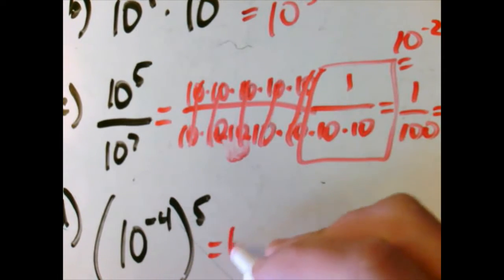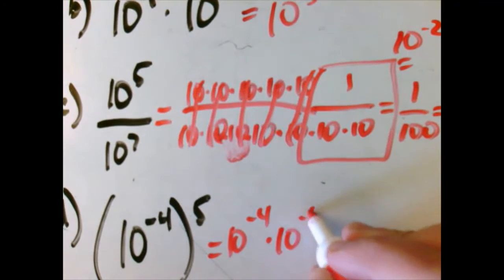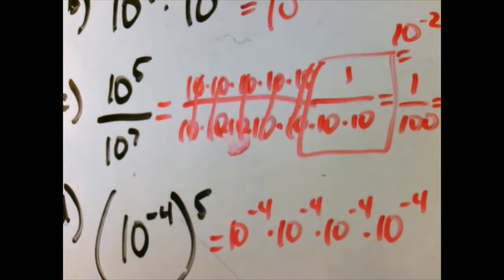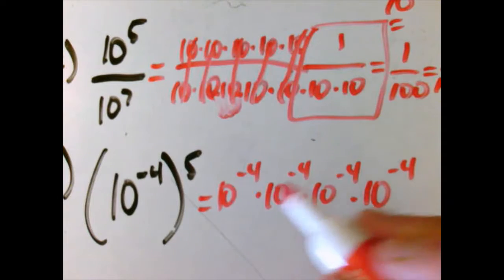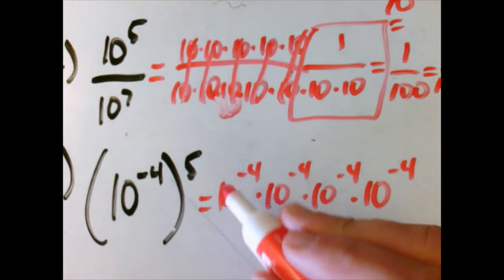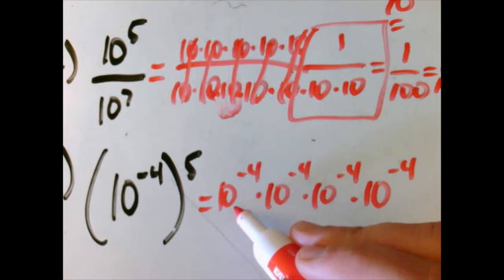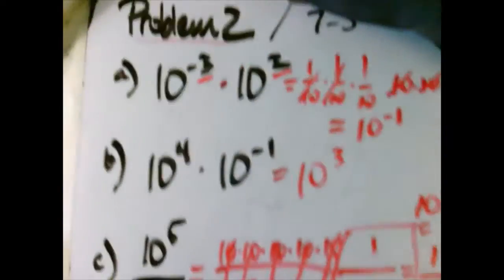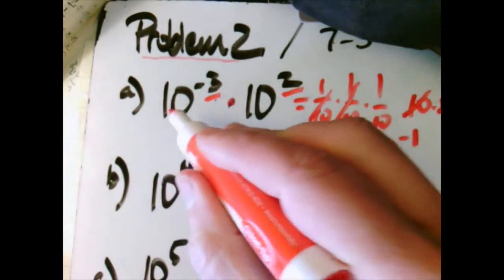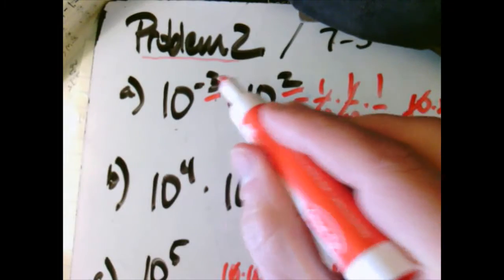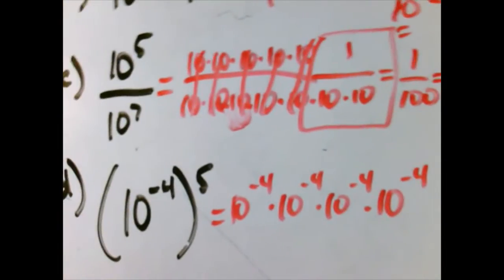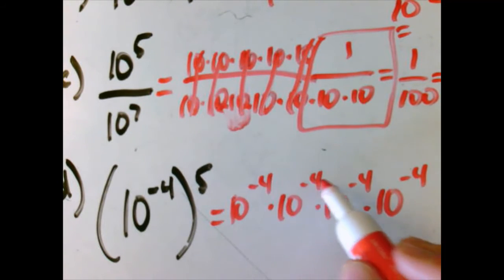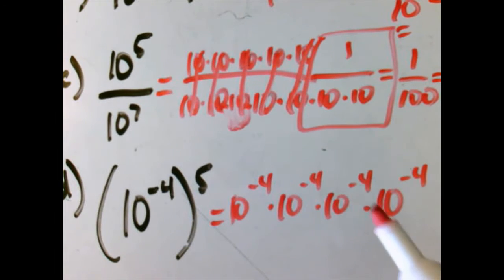10 to the negative fourth, 5 times. 1 of them, 2 of them, 3 of them, 4 of them. And now that we have all 4, I could write it out as fractions, right? 1 over 10 times 1 over 10 times 1 over 10 times 1 over 10. There would be 4 of those here, and 4 more, and 4 of those. But let's just use the rule that we saw up here, right? When we have a multiplication problem of common bases, we can add the exponents. So down here, we have a multiplication problem of common bases, so we're going to add the exponents. What is negative 4 plus negative 4 plus negative 4 plus negative 4?